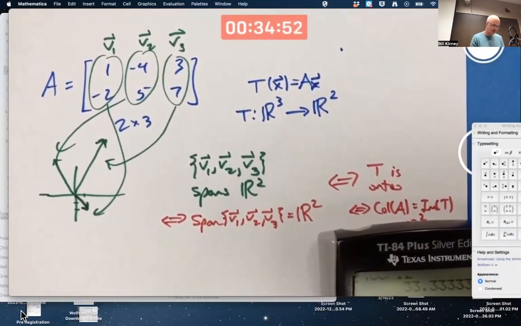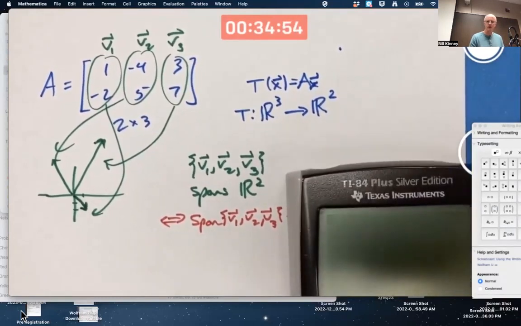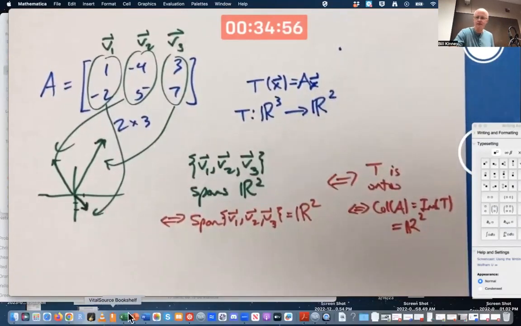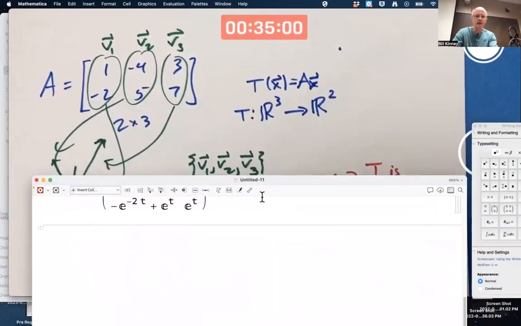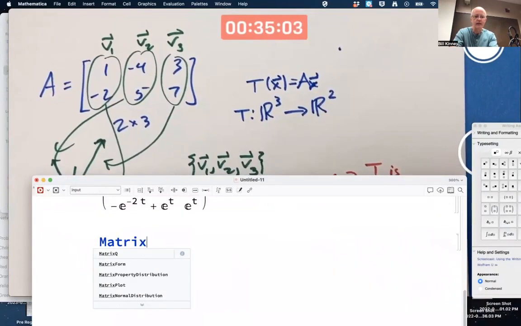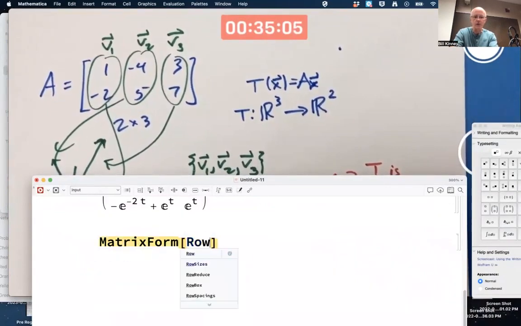Let's go ahead and do it with a calculator. Well, okay, let's do it with Mathematica, since I already had Mathematica up. And I'll show you how to do it if you haven't done it before. We want the answer to look like a matrix. RowReduce is what you use, with 2 capital R's.